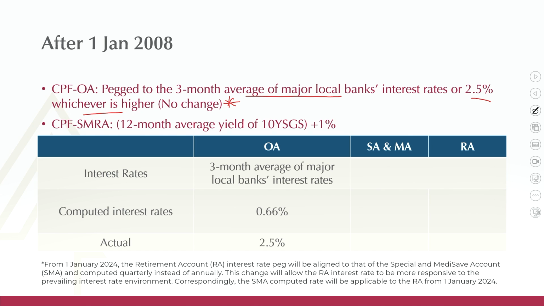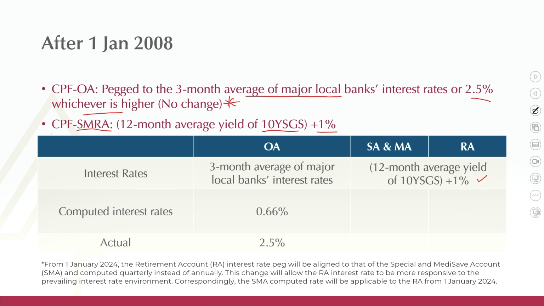What has changed is the way the interest rate is calculated for your special, Medisave and retirement accounts. It's no longer pegged to the OA interest rate. Instead, it's based on the 12-month average yield of the 10-year Singapore government securities, and the CPF Board gives an extra 1% interest on top of that. Now coming back to these numbers, how does it look in actual numbers? For the special, Medisave and retirement accounts, they are all using the same calculation of the 12-month average yield of 10-year SGS plus 1%.